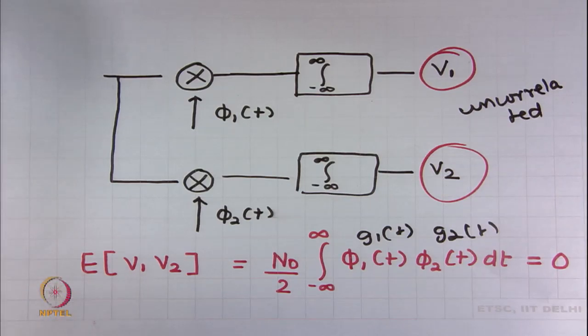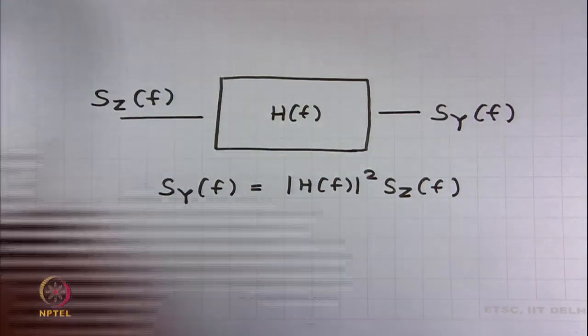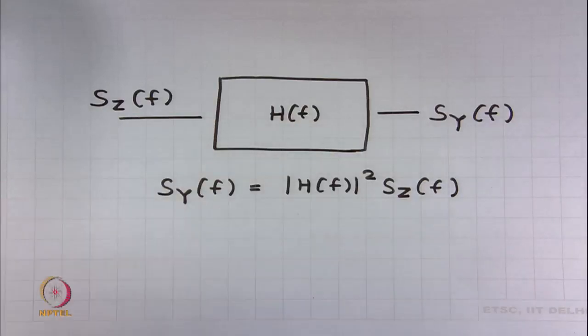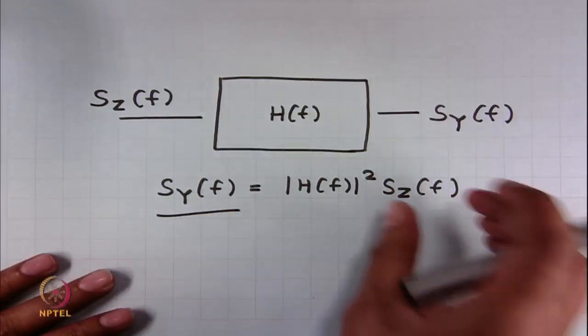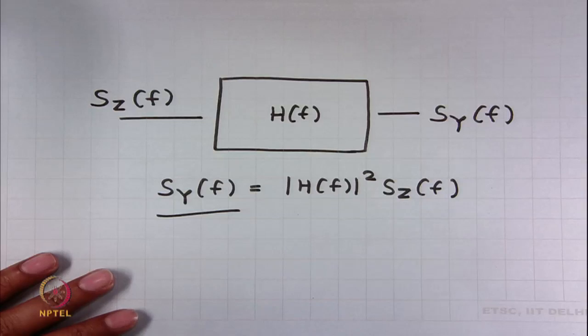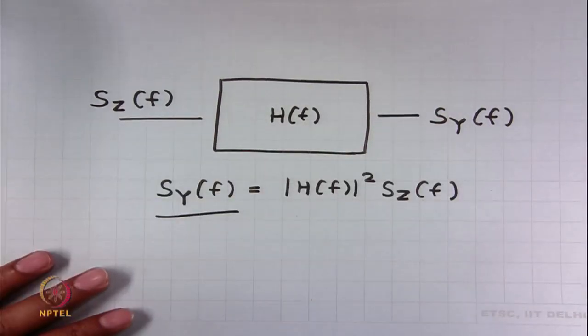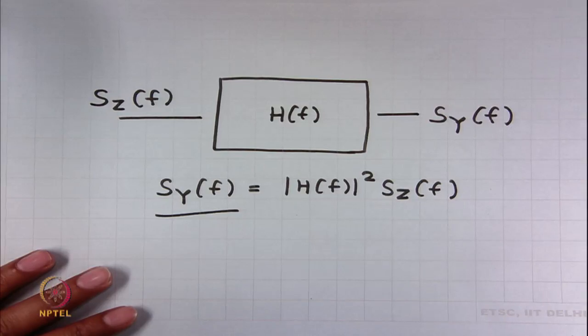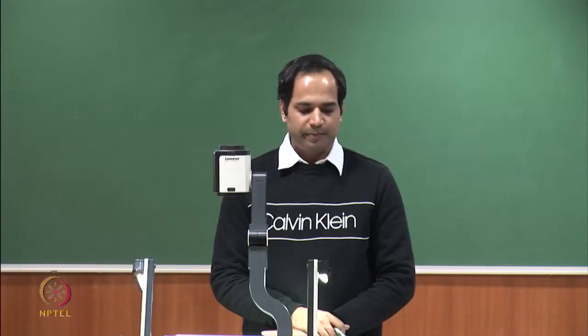Final point: what happens if you pass this white Gaussian noise through a filter? We have already seen that the output power spectral density is nothing but the input power spectral density multiplied by the mod square of the frequency response of the filter, and this property can be used to generate Gaussian random processes with different power spectral densities. You can really manipulate the power spectral density of the Gaussian random processes.